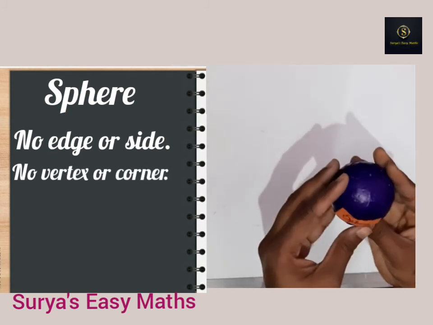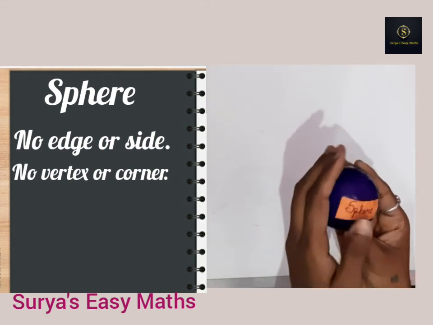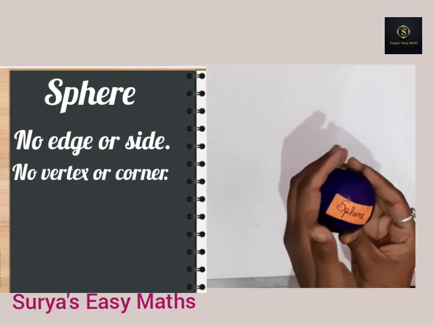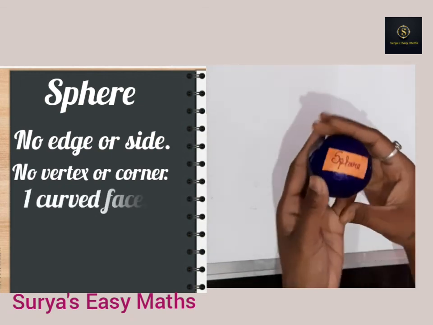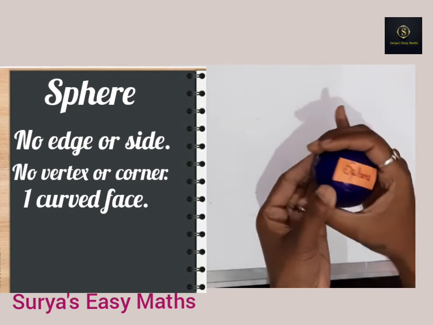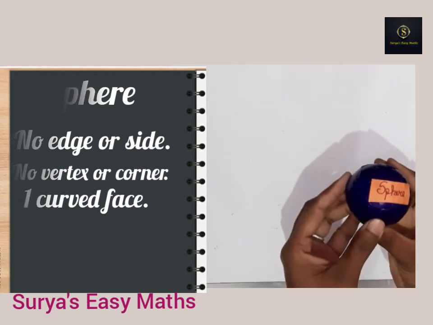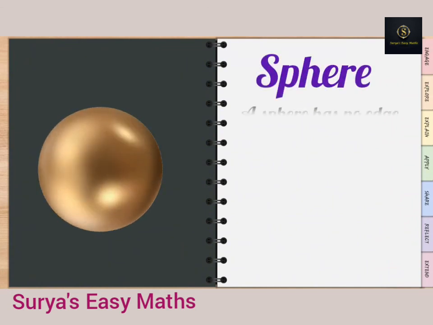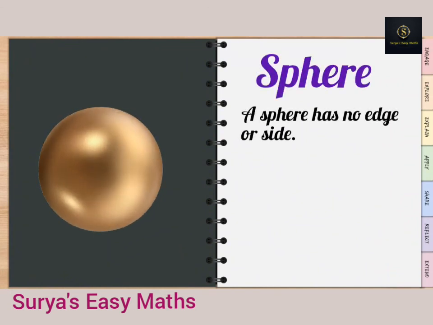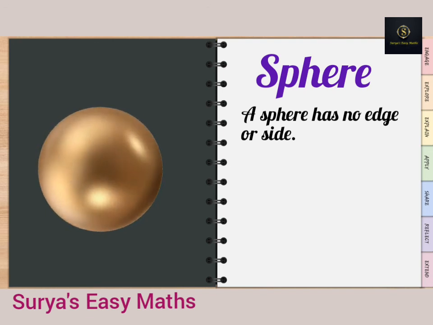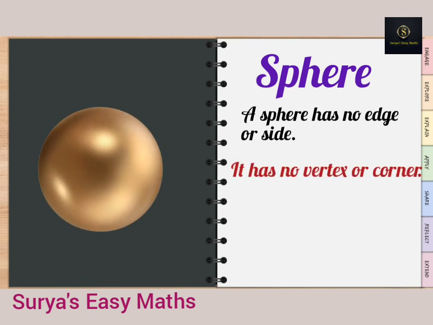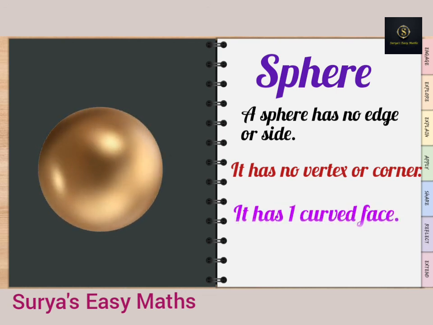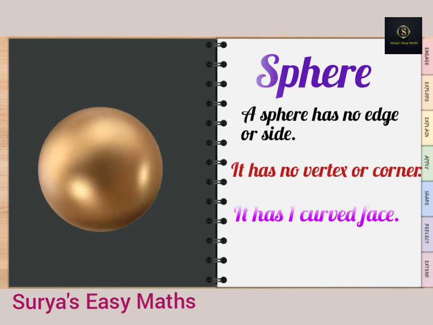Now, again observe the sphere. Can you see any face? And if it is there, which type is it? Observe children. Yes, it has one curved face. So children, we observe that a sphere has no edges or sides, it has no vertex or corners, and it has only one face which is curved.